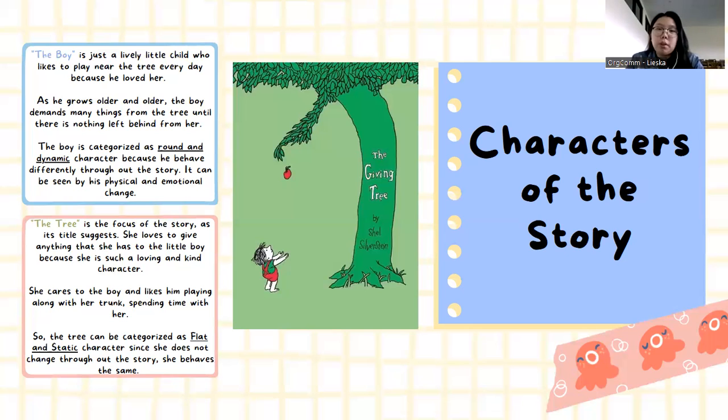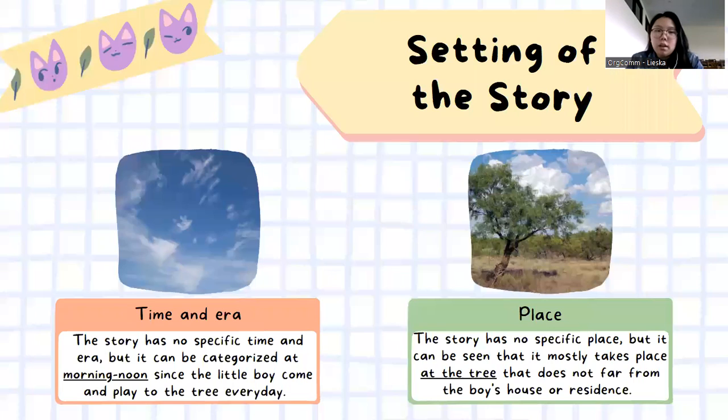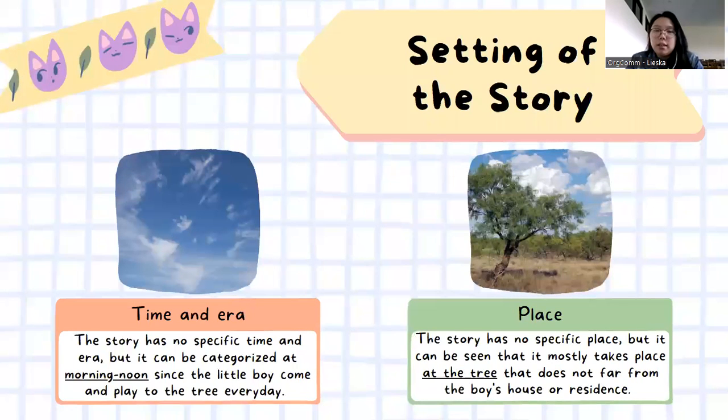Next, we'll be talking about the setting of the story. All right, talking about the time and era, the story has no specific time and era, but it can be categorized as happening from morning until noon, since the little boy comes and plays at the tree every day. And talking about the place, the story has no specific place as well, but it can be seen that it mostly takes place at the tree, which isn't far from the boy's house or residence. That is the setting of the story. Next, we'll be talking about the parts of the story, or the short summary.